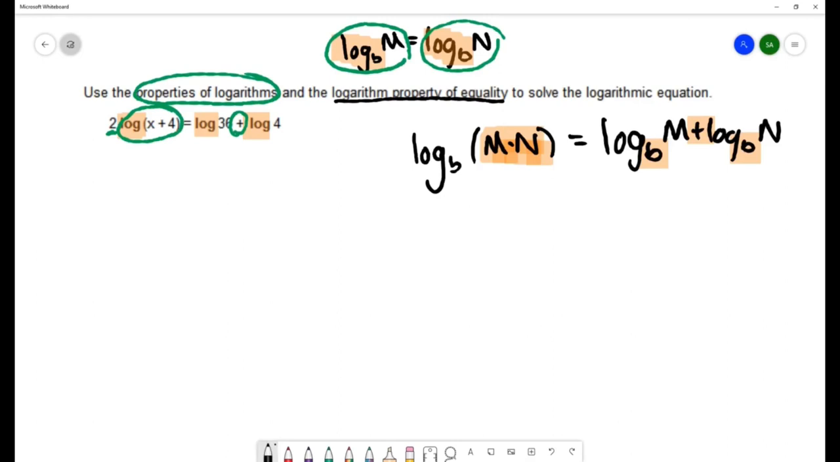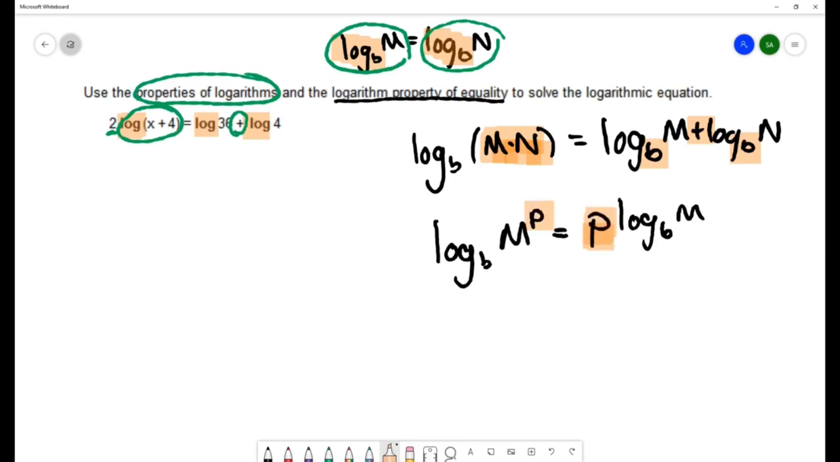The other rule that we're going to use is the power rule for logarithms, and the power rule for logarithms has log base b of m to a power, and it allows us to take that power and turn it into the coefficient on the log. So this, we're going in reverse. We have a coefficient and we're going to move that into a power so that we have the log isolated on one side. So let's use those 2 properties.